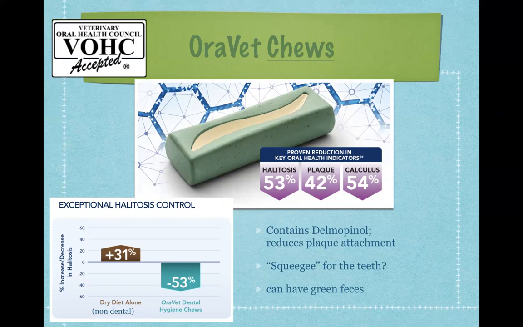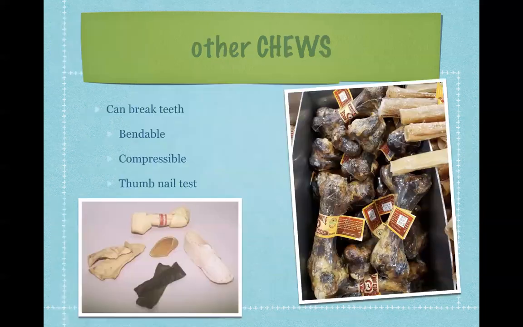Oravet chews, I like them because they're soft and chewy and they squeegee the teeth, and so they can be helpful, and they really do help with halitosis. And they have delmopanol, which continues to try and be a barrier, reducing plaque attachment. The problem is that some pets have green feces, which can be disconcerting to owners, and the price point is something that is disconcerting to owners. And so a lot of veggie dents are the ideal chew in my practice.